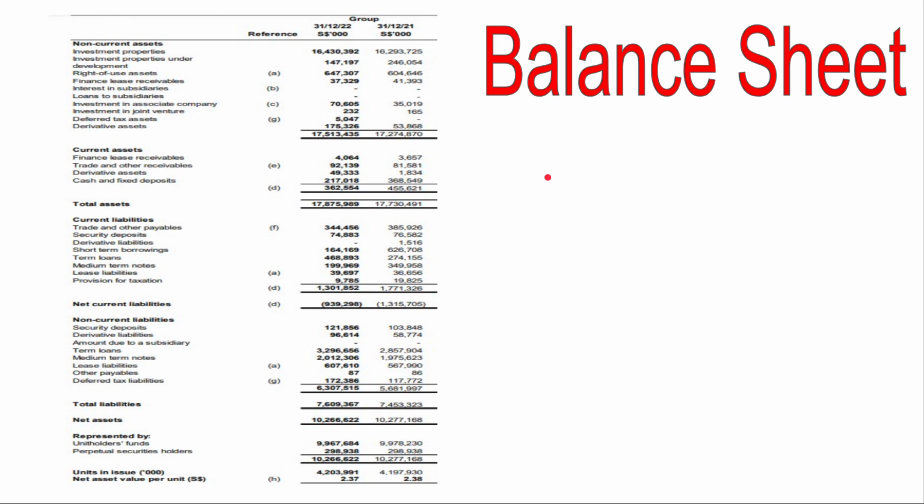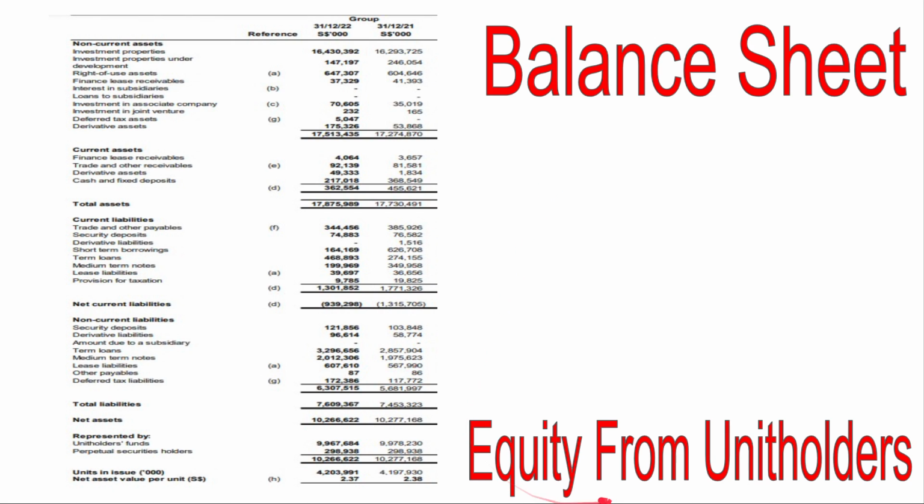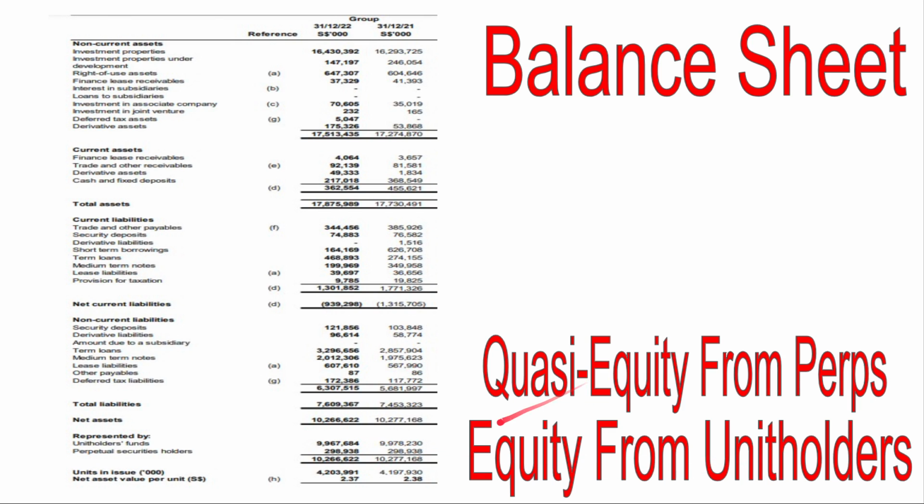So you can see that the REIT has basically raised equity from unit holders. In this case, it's over here, represented by unit holders funds, and it's raised around $10 billion of equity from unit holders. It has also raised around $300 million of equity from perps, so perpetual holders.